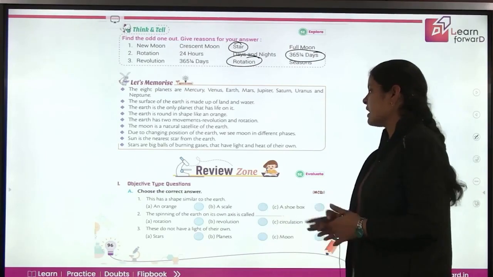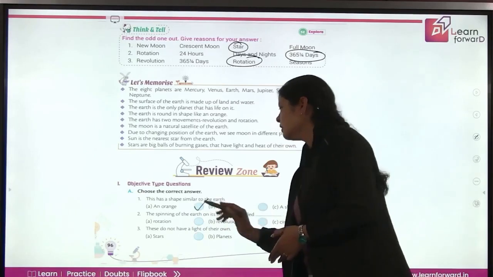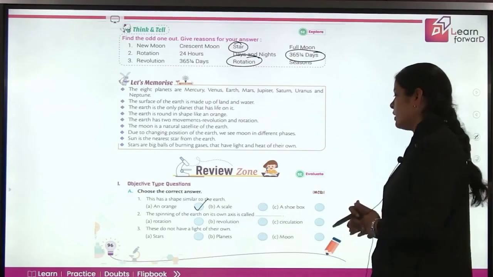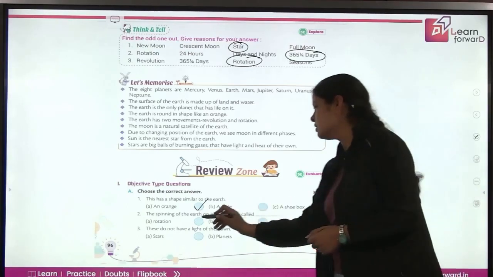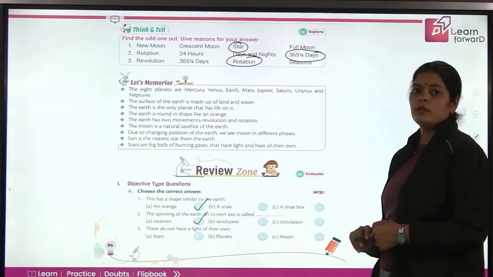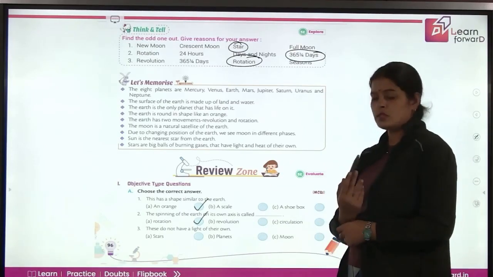This has a shape similar to the earth, an orange. It is spherical. The spinning of the earth on its own axis is called rotation. The revolution is when the earth covers a distance around the sun.